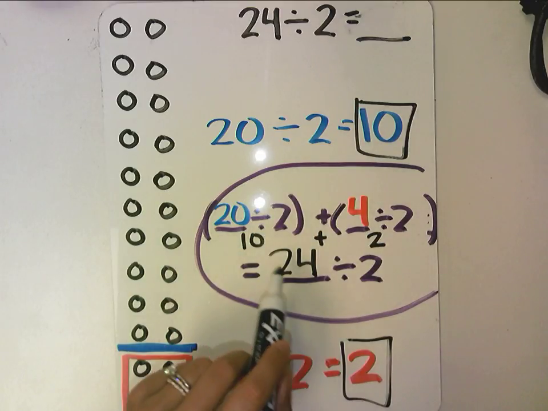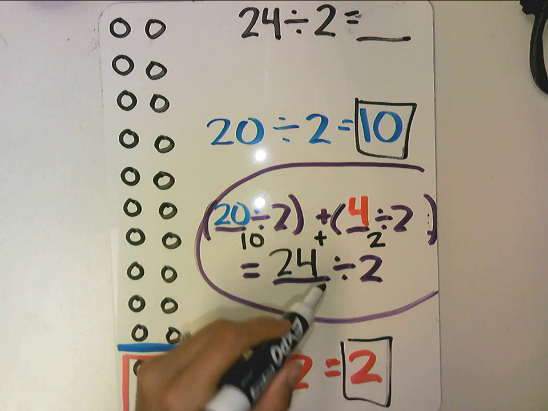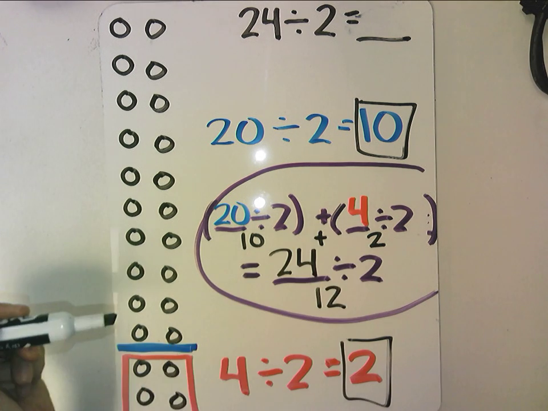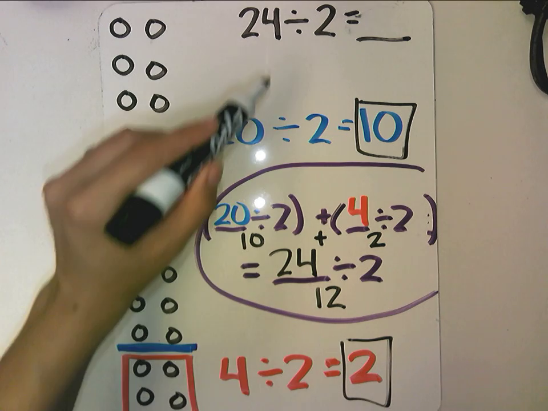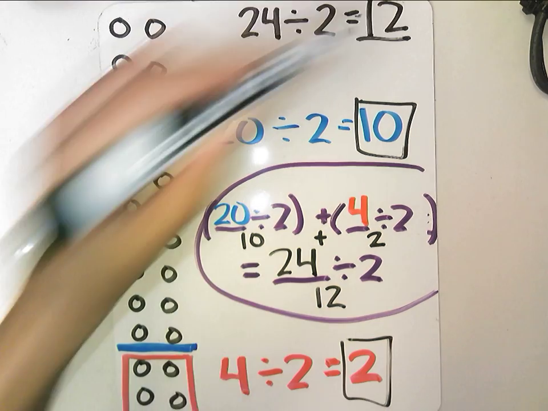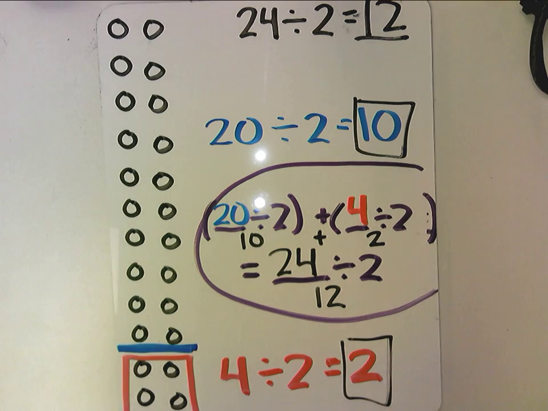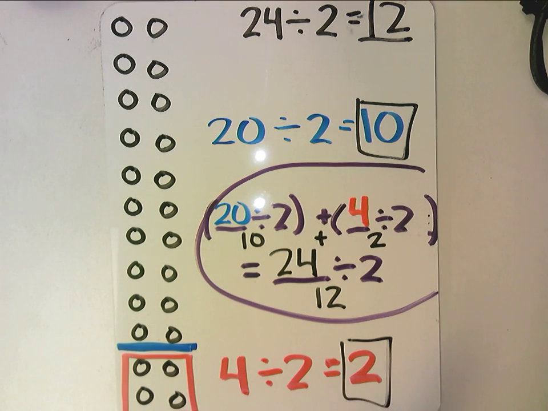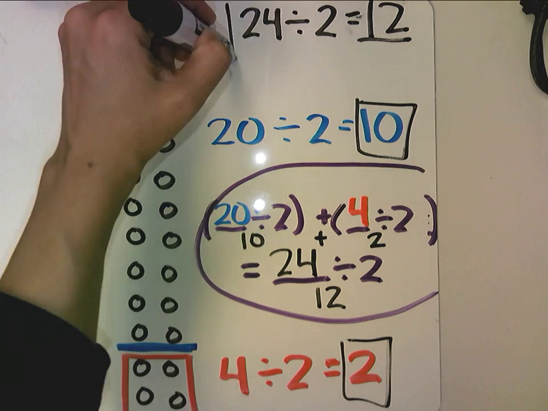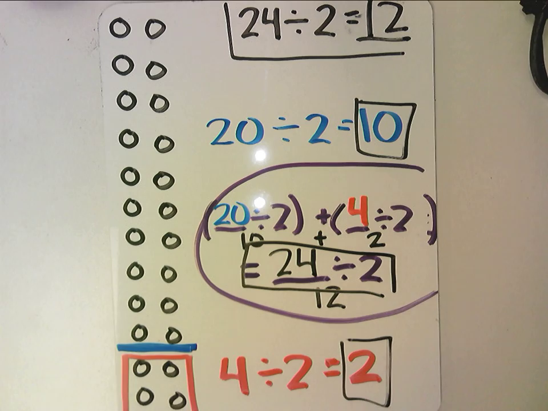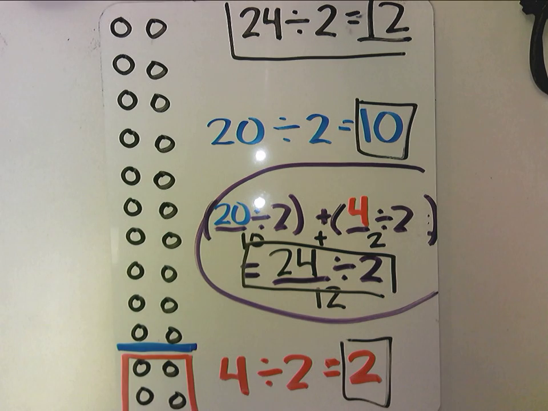Well, what's 10 plus 2? 12. So 24 divided by 2 is 12. We can see that right up here. 24 divided by 2, our answer is 12. We added the quotients of the two smaller equations to find the quotient of our large equation right here. And our answer was 12.